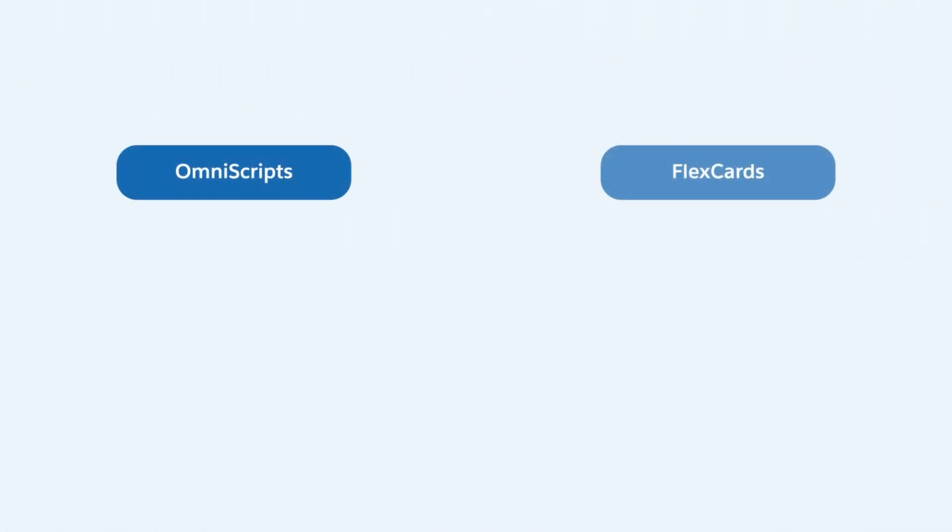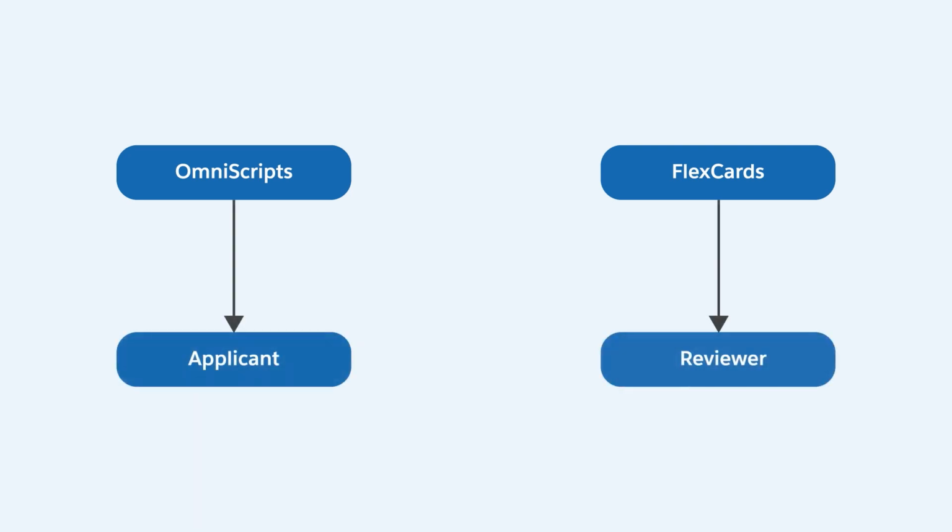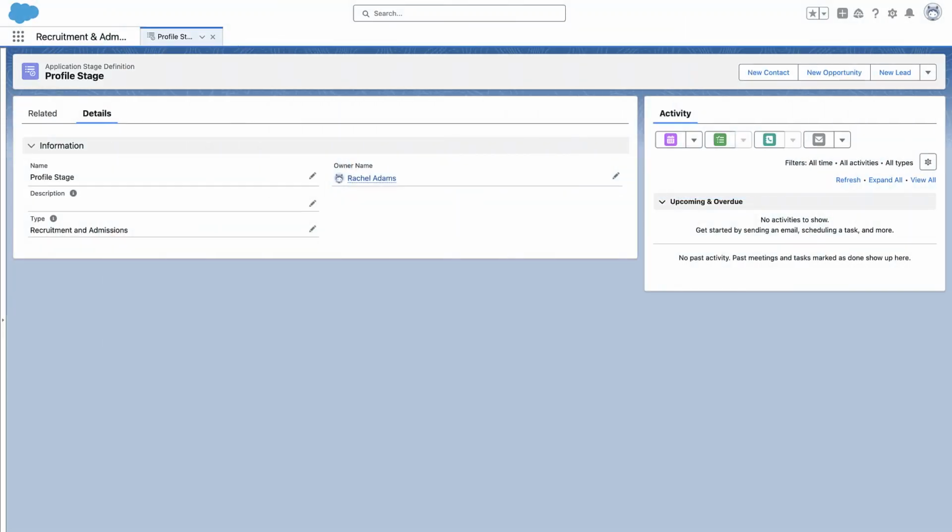After you create your application stage definition records, identify the OmniScript or FlexCard that Salesforce must use to render each section of the application. OmniScripts collect the information from applicants, and FlexCards display the information in the individual application record. For the Profile section in your application, clone the appropriate Education Cloud OmniScript that the application stage definition record must use to collect the information.